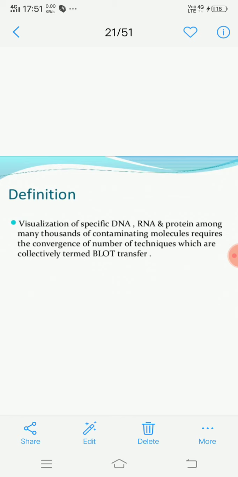Blotting means a transfer, a transfer of a particular gene from one to another. It is nothing but the visualization of specific DNA, RNA, or proteins among many thousands of contaminating molecules. That means from different types of molecules we have to identify the particular molecule. So it is termed the blot transfer.